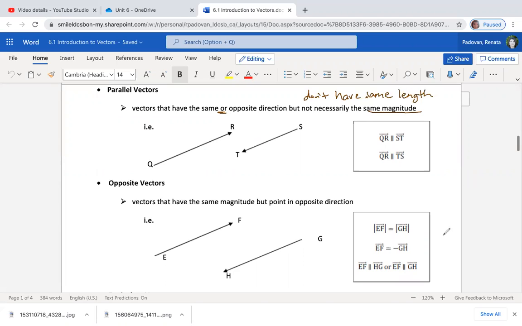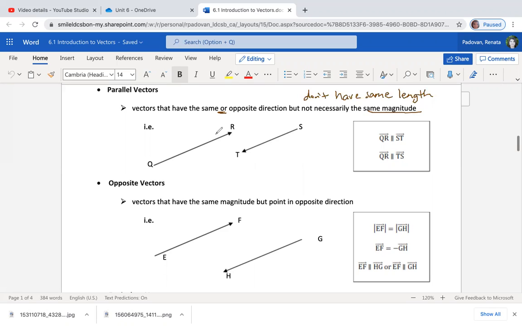They can, but they don't have to have the same length. So purposely here I've shown, and again, when we are saying what these vectors are, we start with the tail to the head. So this would be called vector ST, as you see here. This will be called vector QR, starting with the tail and ending with the head. So vector QR.